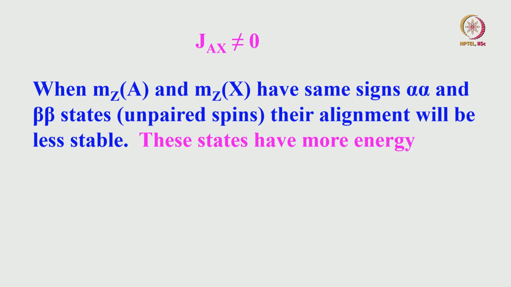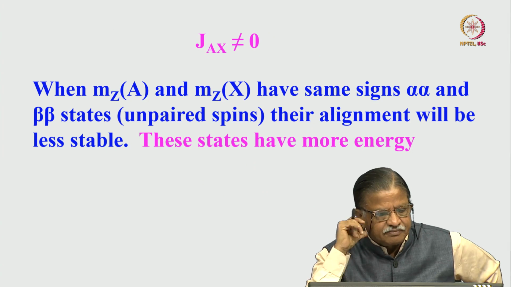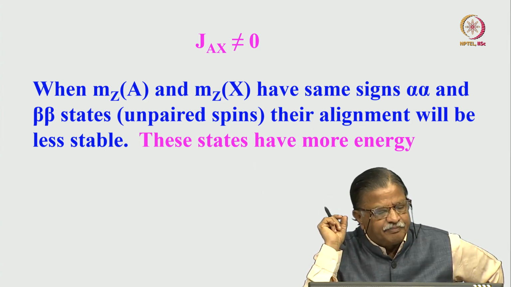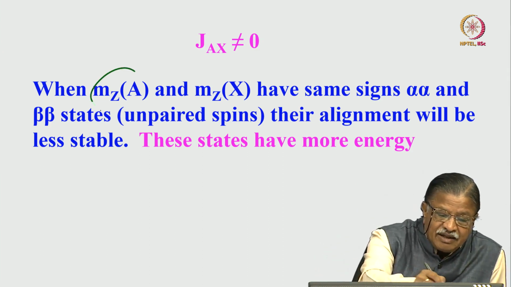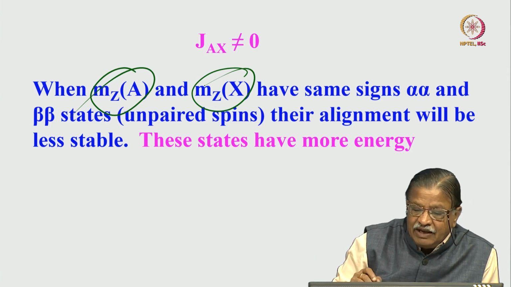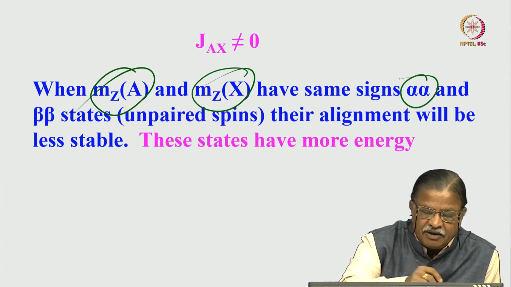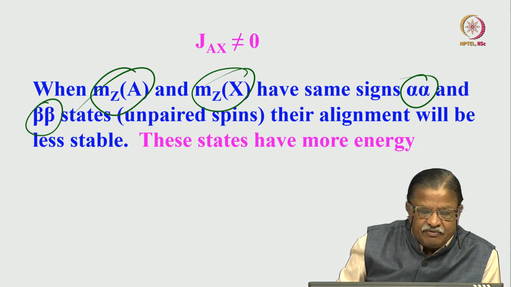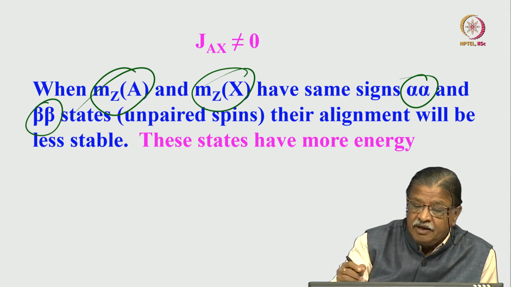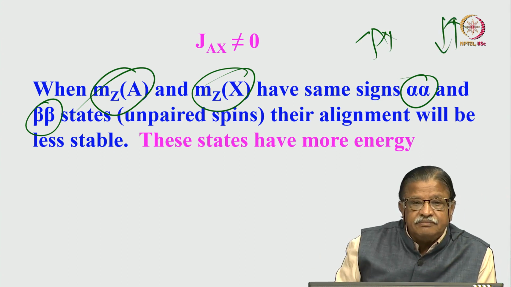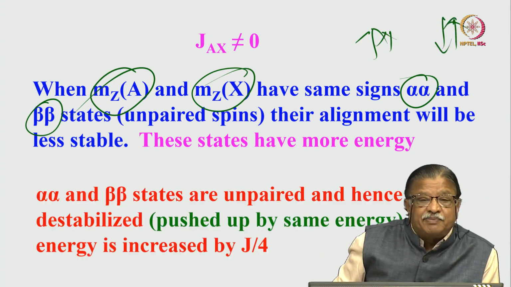Now consider a situation where JAX is non-zero, or take it as positive. Whatever it is, non-zero, positive or negative, we will worry later. Now the situation is the total magnetic quantum number of MA and MX, if they have the same sign, like alpha alpha, both are plus half, or beta beta, both minus half, they are called unpaired. Pairing is only when they are opposite to each other. They are unpaired states, unpaired spins.